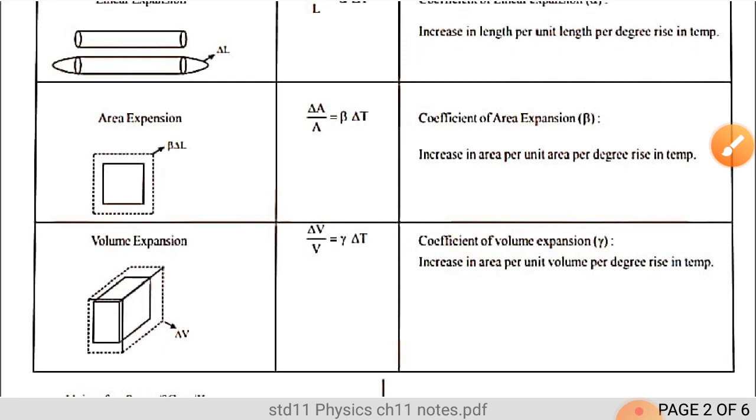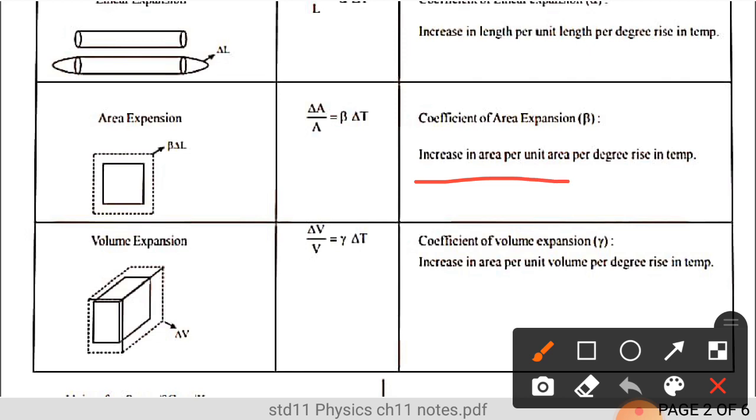Then areal expansion. By the name we can assume that this expansion is in 2 dimensions. So it is the increase in area per unit area per degree rise in temperature. Area is in the form of 2 dimensions, so delta A upon A is equal to beta delta T. Here beta is the coefficient of areal expansion.